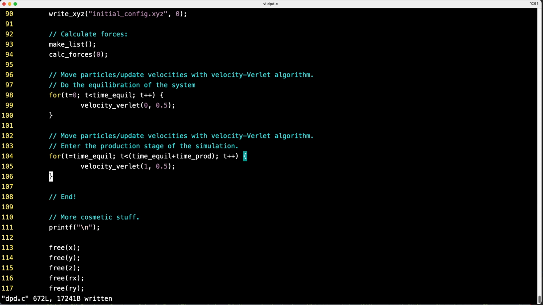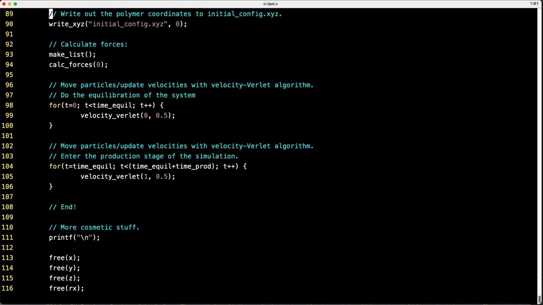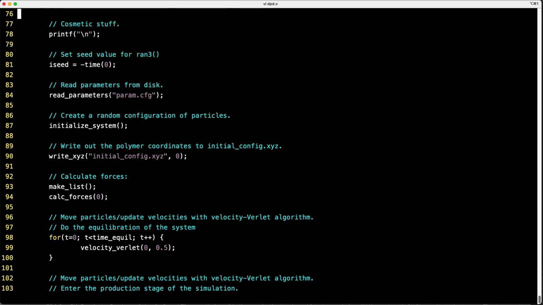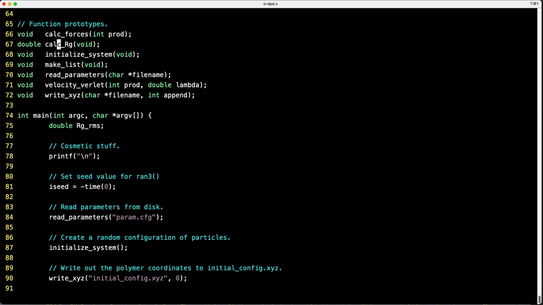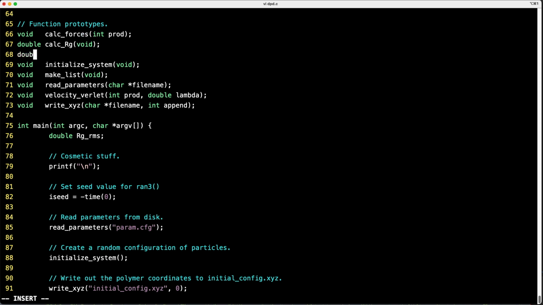And, well, what can we calculate? We could calculate RG and do that. We could calculate the temperature. We could calculate the momentum. So let's go up here. We've already written the function to calculate RG. So we could also include here double calculate temperature.